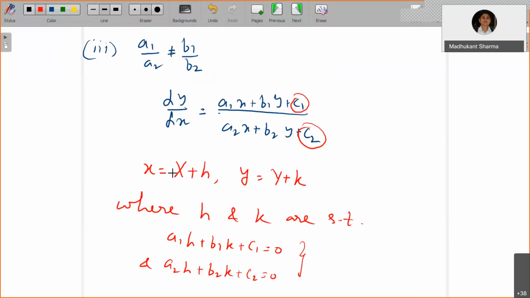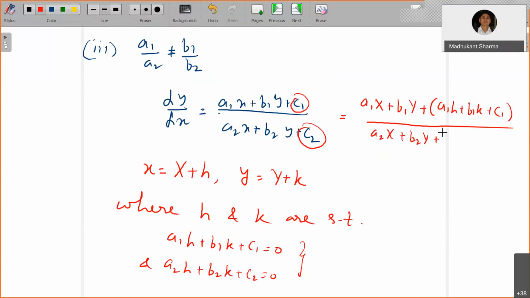Now, why is it so? When you replace it by this, what you will get is a1 times x plus b1 times y plus a1h plus b1k plus c1, divided by a2x plus b2y plus a2h plus b2k plus c2. So now you have two constants.